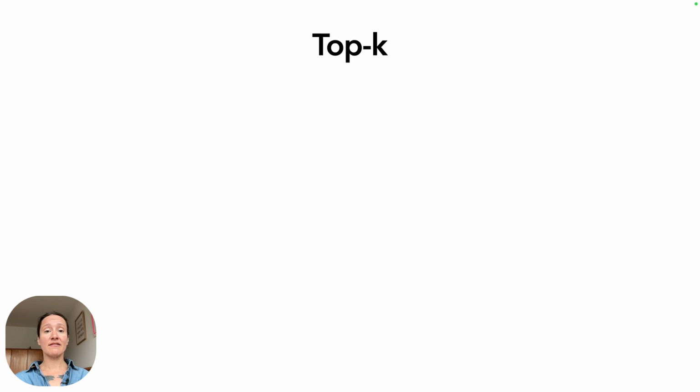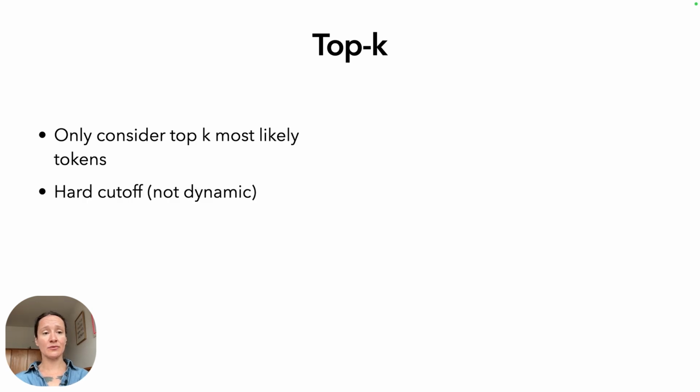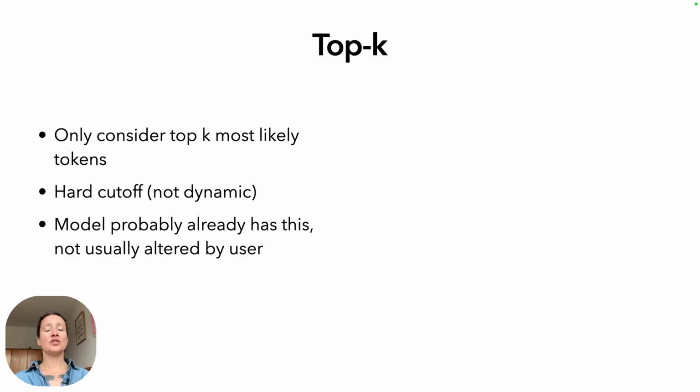But finally, I'm going to cover quickly top K. This is literally a hard cutoff. It's going to say we only take K tokens and we stop there. It is not dynamic at all. And your model probably already has this. Basically, by default, every model has some top K because those logit layers start to get smaller. So by default, the vocabulary size is shrinking near the end there.